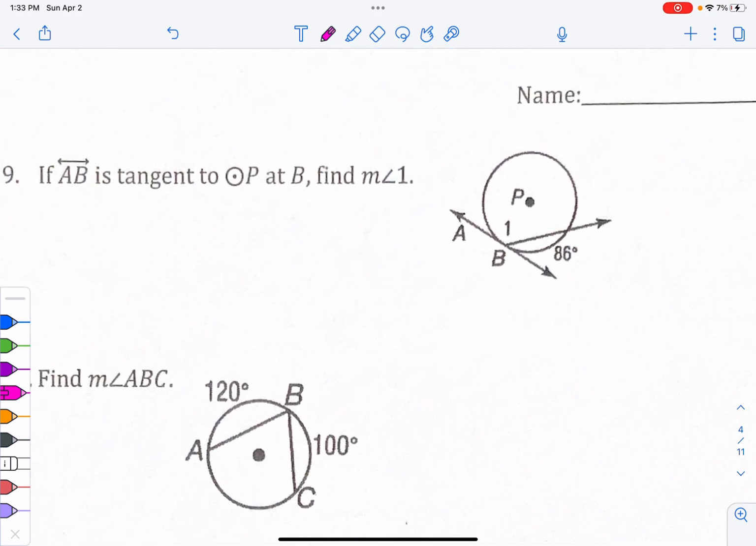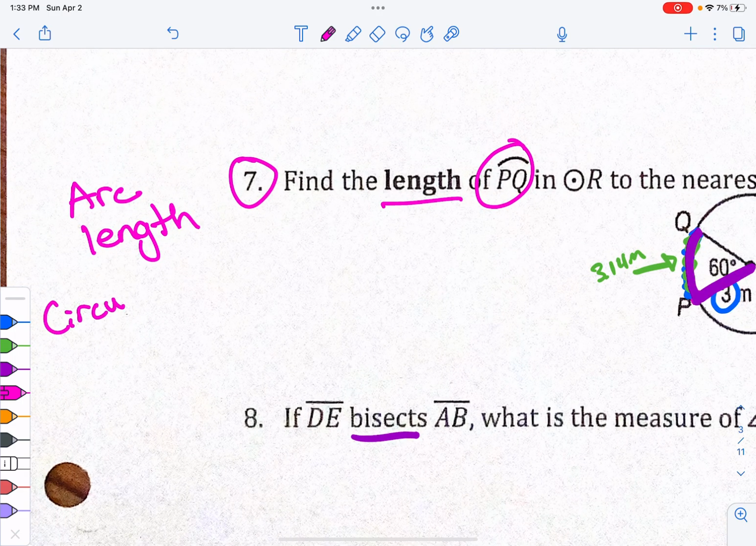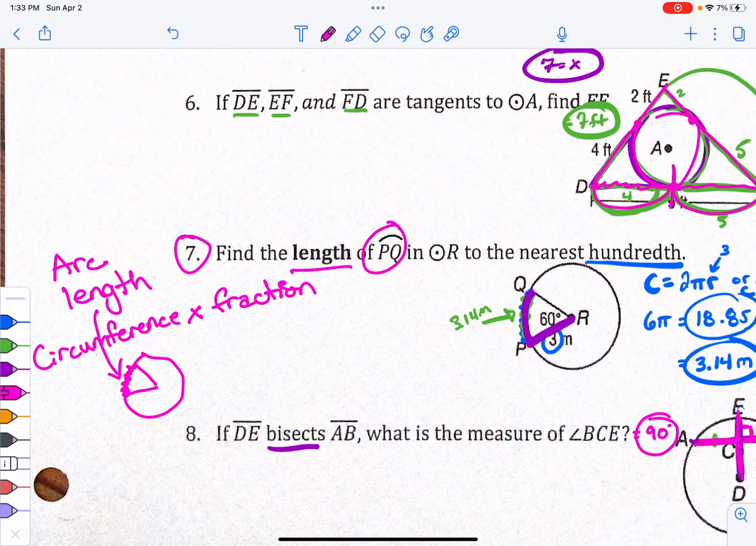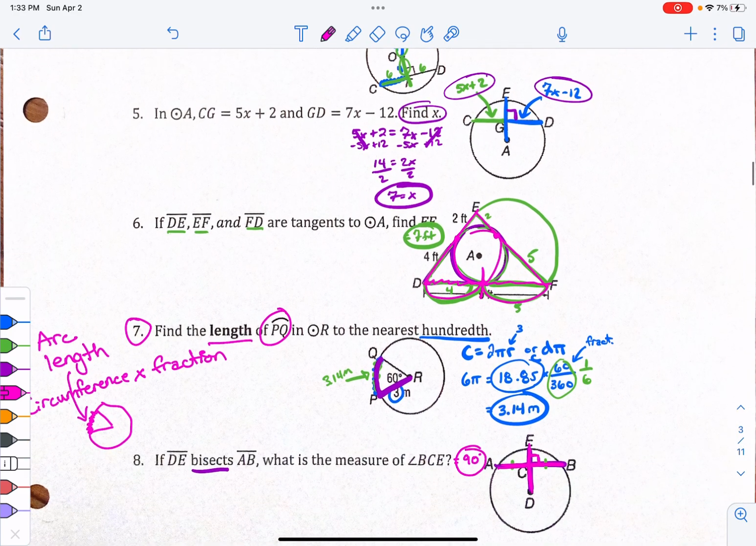If AB is tangent, do we have any other formulas that we needed? I didn't write this one down. Number 7 might be. So when you find the length of an arc length, maybe I'll write this down. You take the circumference times the fraction of the circle that you want. Okay, that's how you find, when you're doing a circle and you're finding this little chunk right here, that's how you find the arc length. Just circumference times the fraction of the circle. So if you don't already know that, maybe write that down. Otherwise, I think everything else is pretty straightforward. No other real formulas that you need.